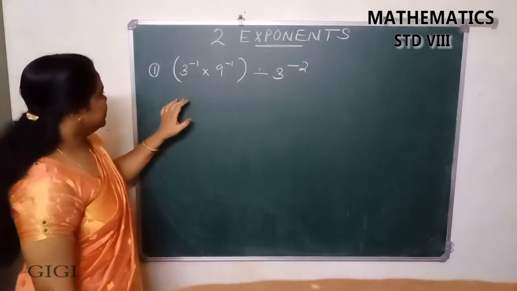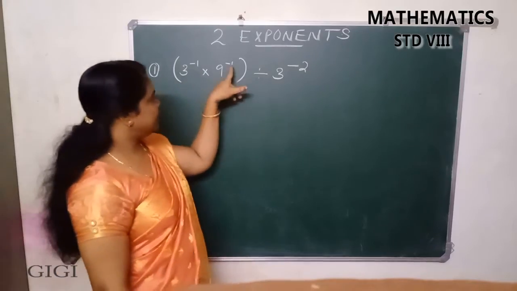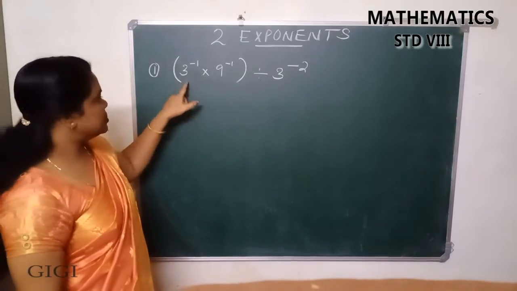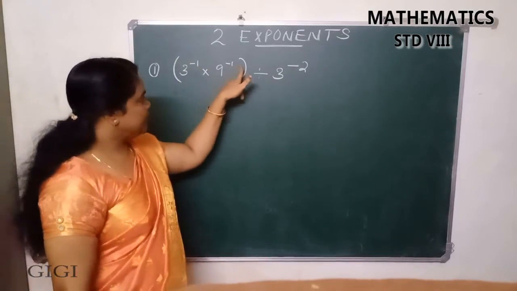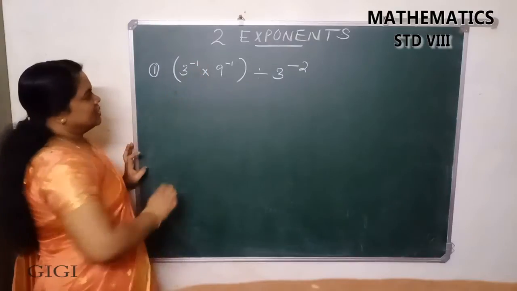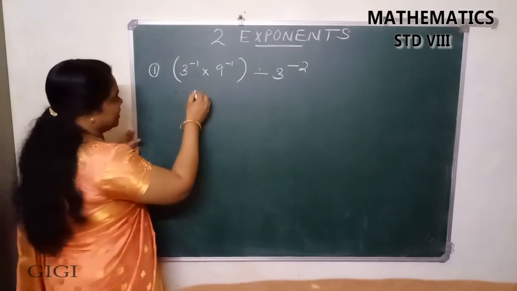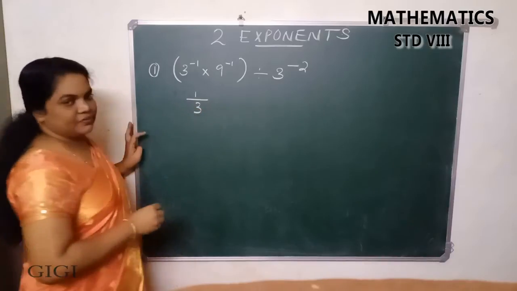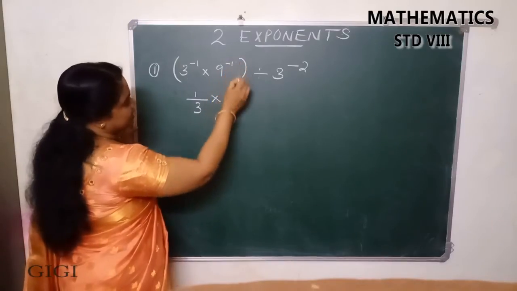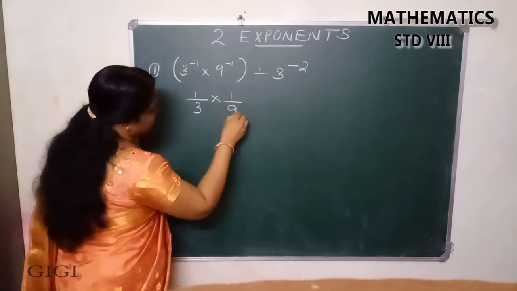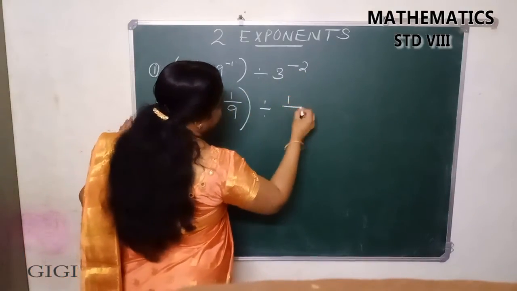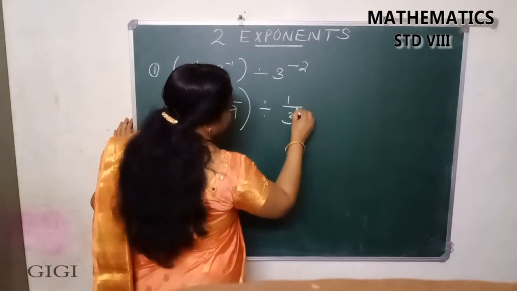Let's do a question here. 3 raised to minus 1 into 9 raised to minus 1 divided by 3 raised to minus 2. Here each term is in the form of a raised to minus n, so we can write 3 raised to minus 1 as 1 by 3, into 9 raised to minus 1 as 1 by 9, divided by 3 raised to minus 2, which is 1 by 3 square.